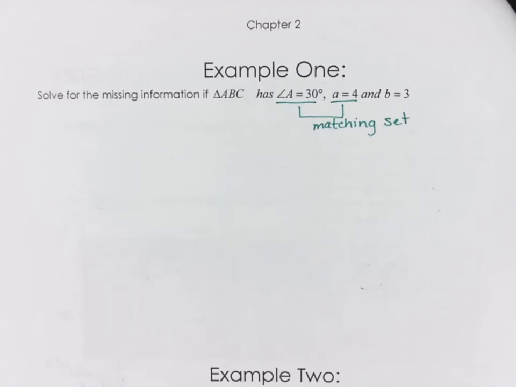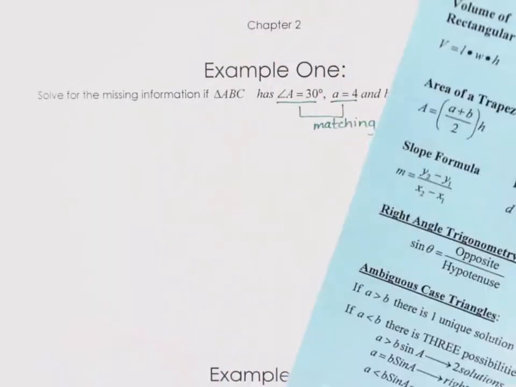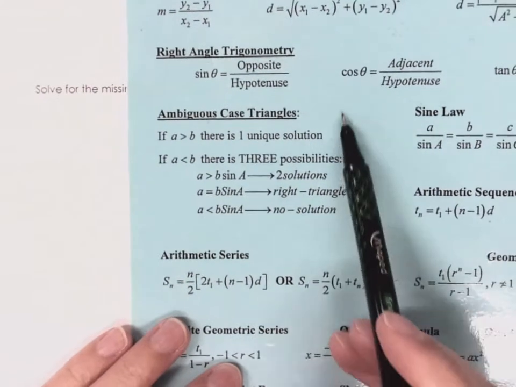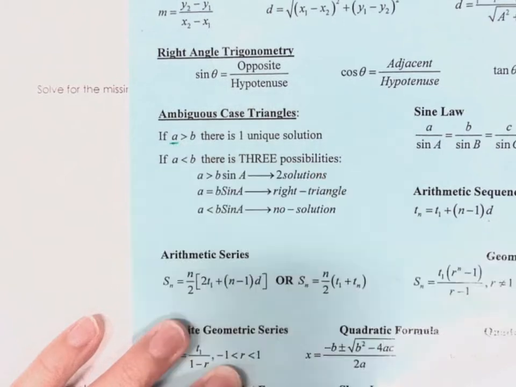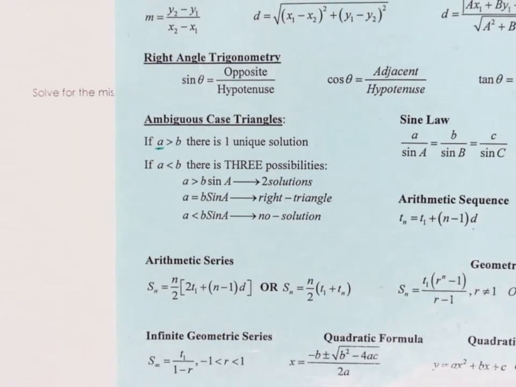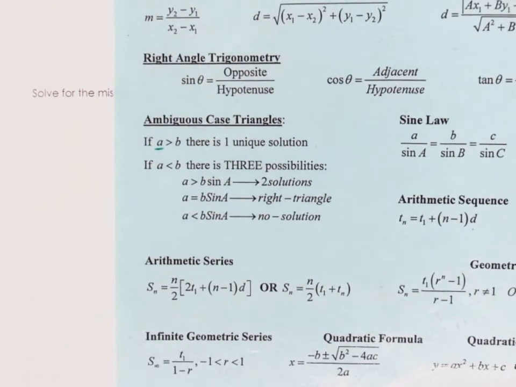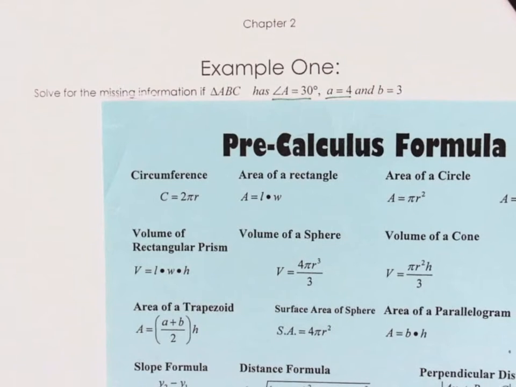Okay, so now we need to figure out some information. So we go to our ambiguous case triangles. So remember that A represents the side of the set. So if A is greater than B, there's one unique solution. And if A is less than B, I have to do some math. So is A greater than or less than B?